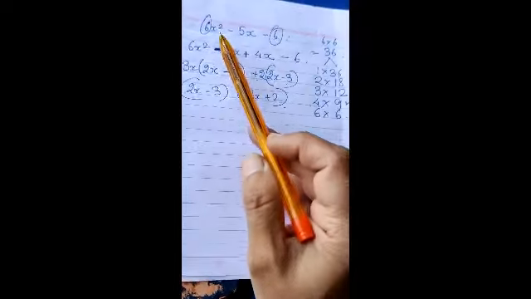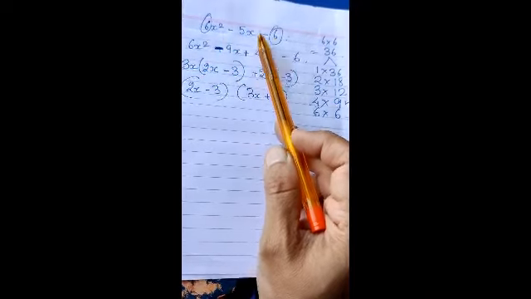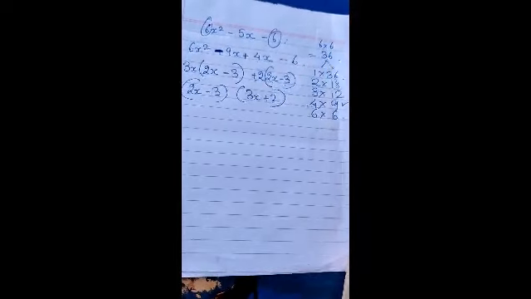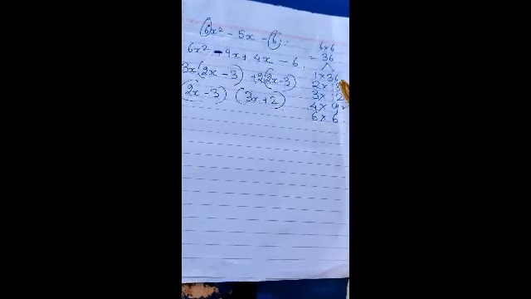Now our next sum is 6x square minus 5x minus 6. So here our first term and last term give 6 into 6, which is 36. So we start taking our factors. 1 into 36 gives us 36. 2 into 18 gives us 36. 3 into 12 gives us 36. 4 into 9 gives us 36. 5 into nothing gives us 36. But 6 into 6 definitely gives us 36.